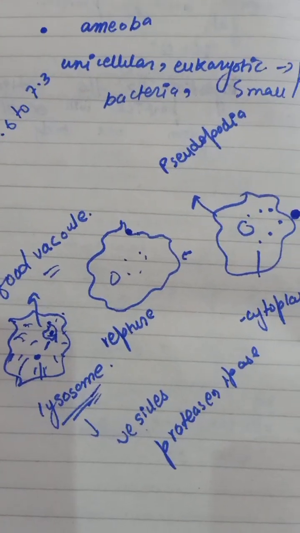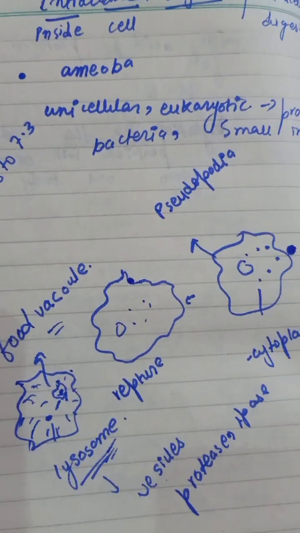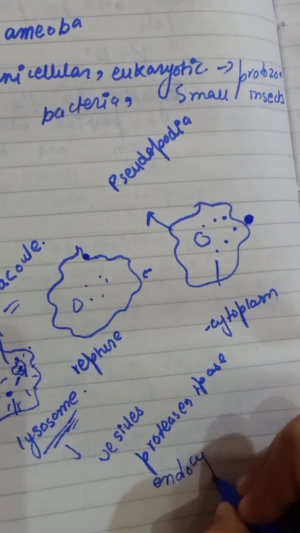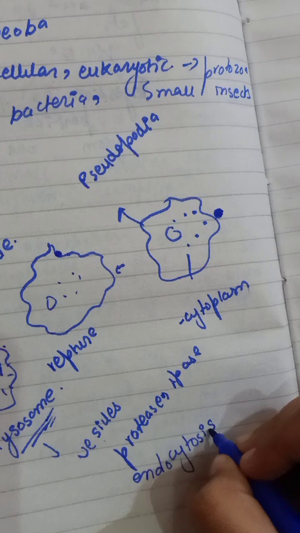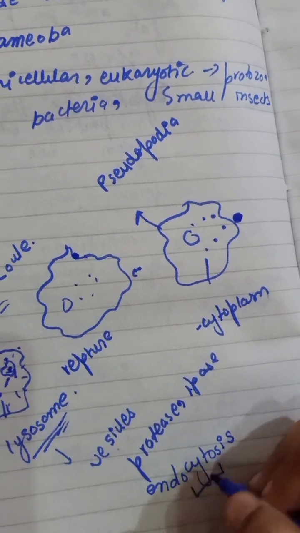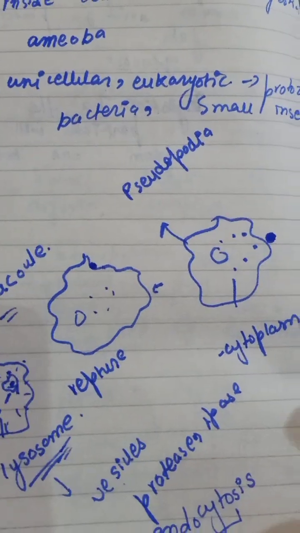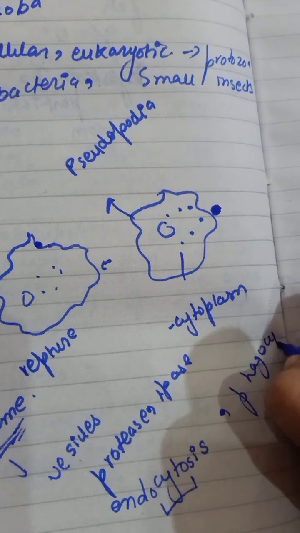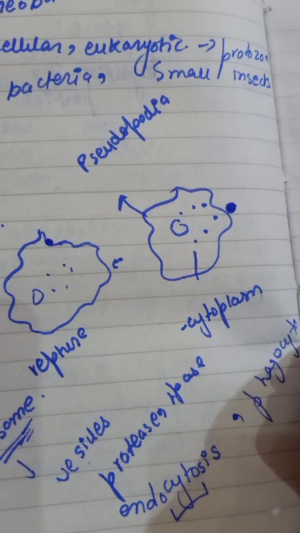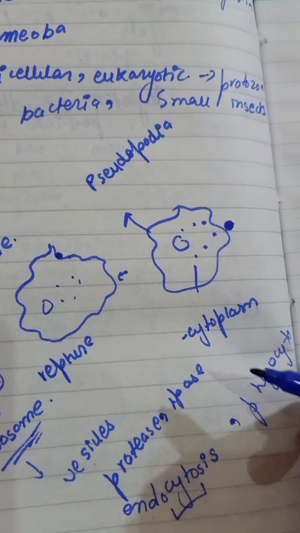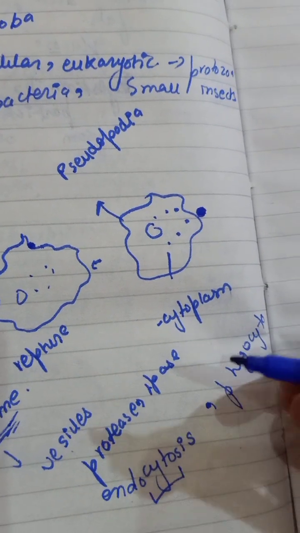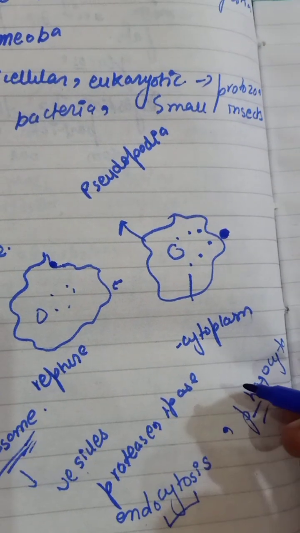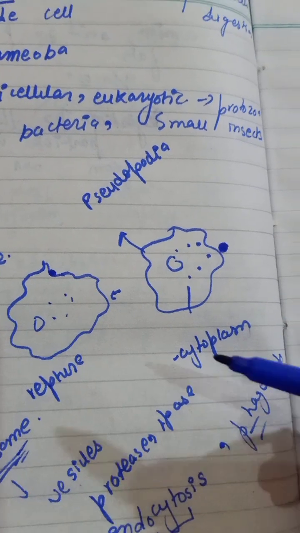So basically they have the endocytosis process, meaning their digestion occurs inside the cytoplasm, and you can also call it phagocytosis. What is phagocytosis? Phagocytosis means they intake the water present in their body, so it is known as phagocytosis, because the water is being taken inside their body.